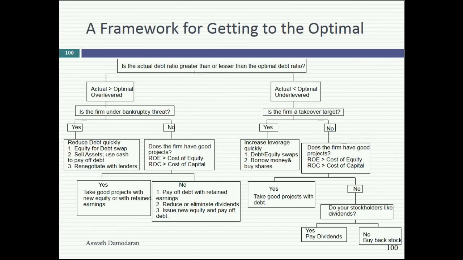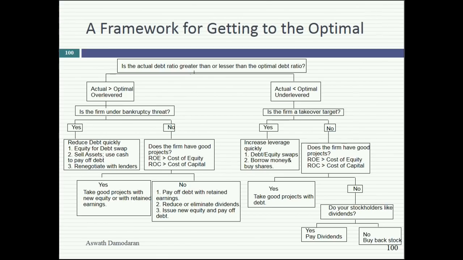So if you have good projects, here's my advice to you. You have a marriage made in heaven. You have excess debt capacity. You're underlevered. You have good projects. And if you take those good projects with excess debt capacity, you get a double whammy. The first whammy is you move towards your optimal debt ratio. Your value increases because you've lowered your cost of capital.